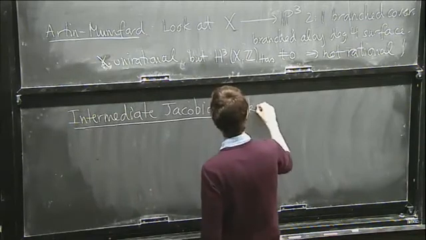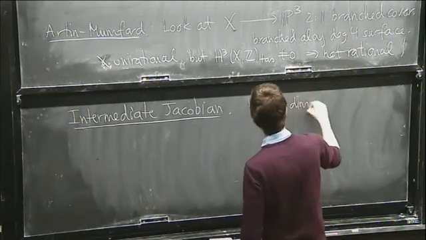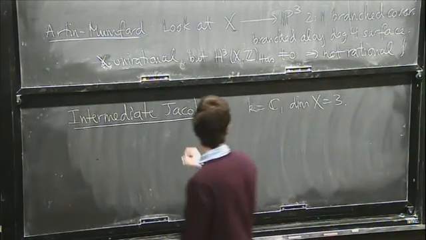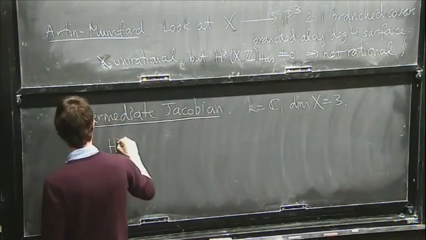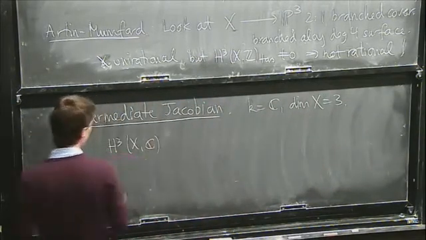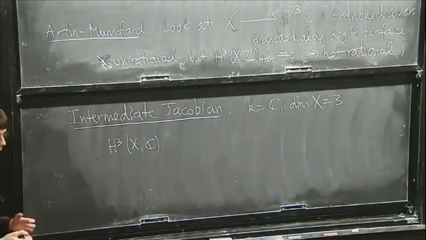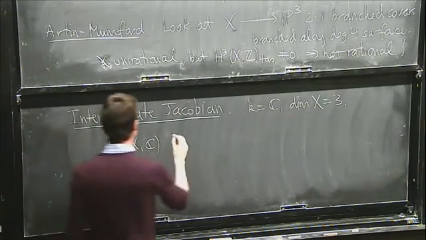So K is C, X a smooth projective threefold. Then the basic fact is that the cohomology of X has this Hodge decomposition.